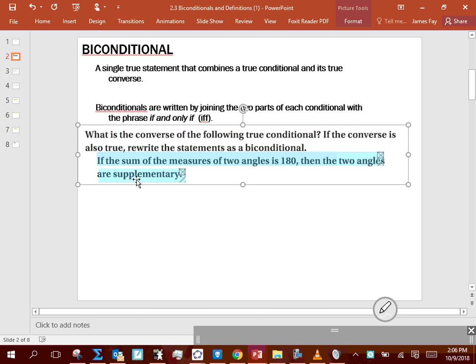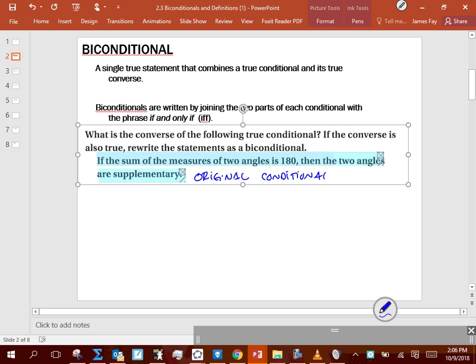All right, so here is a conditional statement written here in blue. That's our original. So to write my original, I'm going to write original conditional. Okay, let's read that. It says if the sum of the measures of two angles is 180. If you have in front of you two angles that add up to 180, can you always conclude that they're supplementary? Can you always say they're supplementary? Yes.